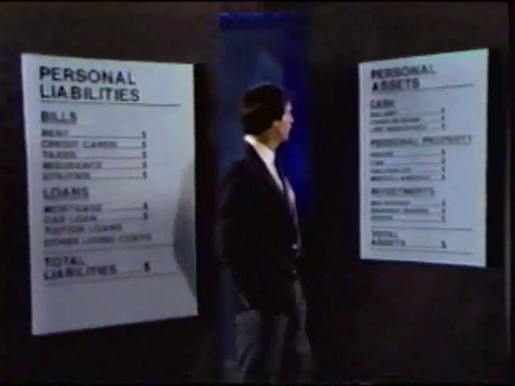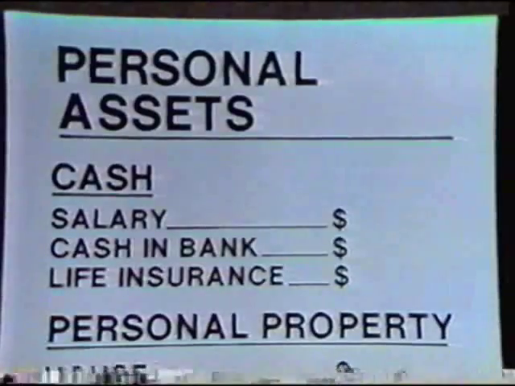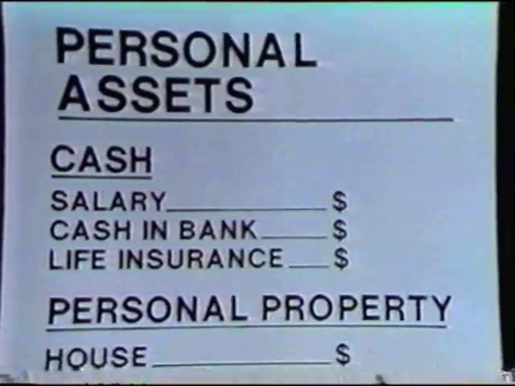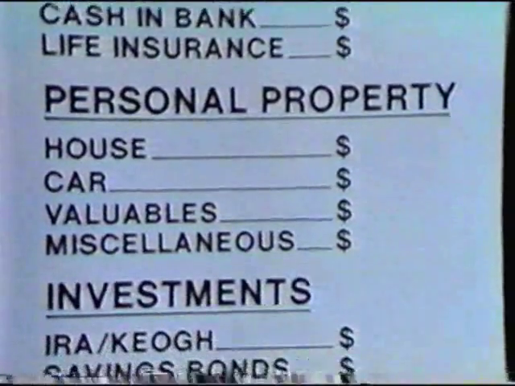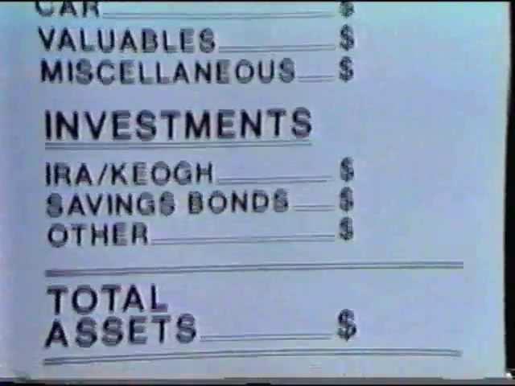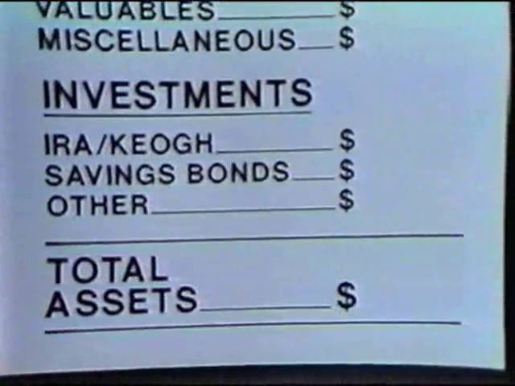We have prepared for you a list of personal assets. Check out these items: cash, that's your salary, money in the bank, personal property, your investments. Total all these things up, and then look at the bottom line. That is how much you've got.